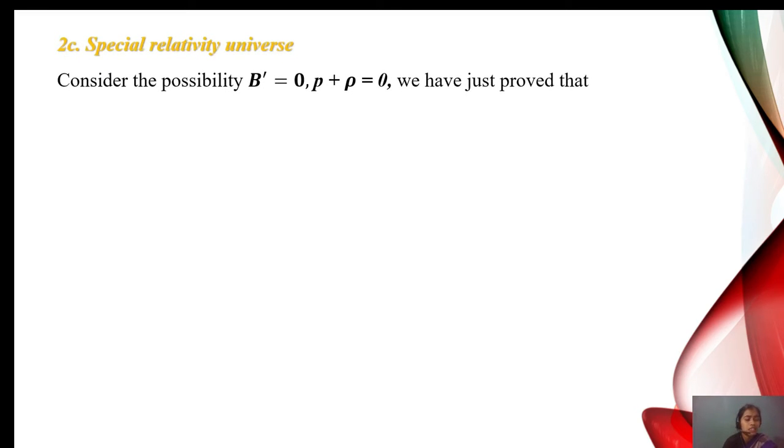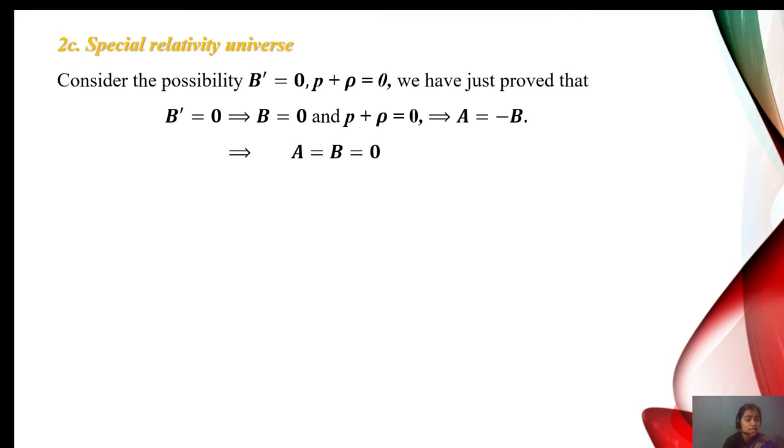Let us get started with the third part of the universe, that is the special relativity universe. Consider the possibility that b dash equals 0, or p plus rho equals 0, but b equals a constant, also given to the same equation, that is a de Sitter universe. That equation will be given in the de Sitter universe, that is a equals minus b. Then a equals b, also given to the form equals 0.